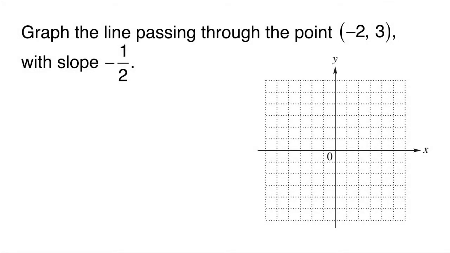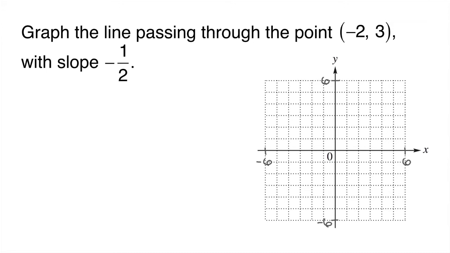Graph the line passing through the point -2, 3 with slope -1/2. We'll first look at our graph and we'll define our units. We'll let each dotted line represent 1 unit on each axis. So the maximum on the x and y axes will be 6, and the minimum on our axes will be -6. We can then plot the point that we know is on the line, -2, 3.